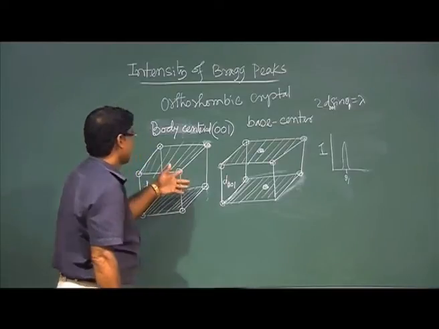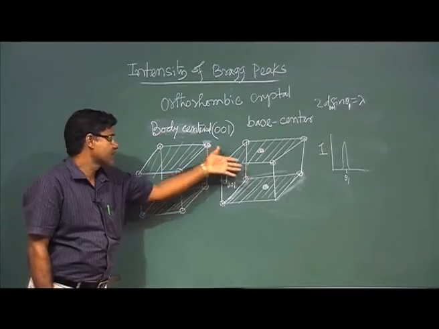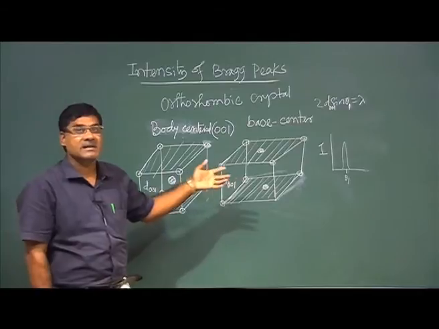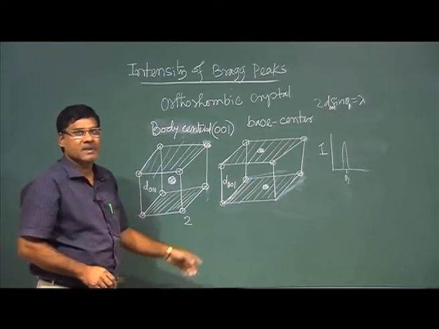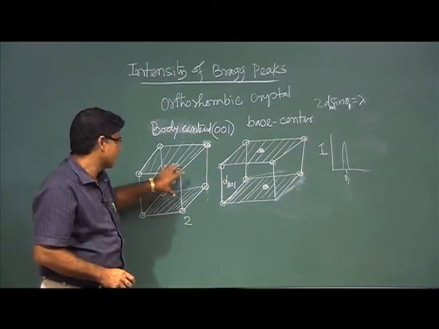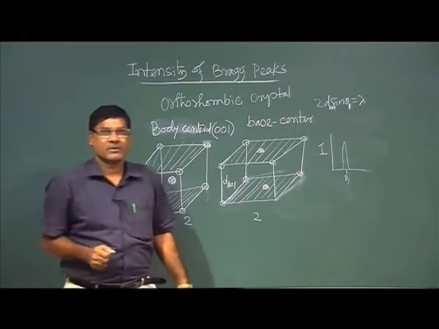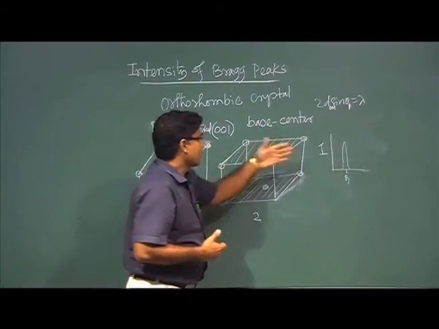What we want to mention is that in both cases the number of lattice points per unit cell is the same: 2 per unit cell here, and here also 2. So, what about the intensity?